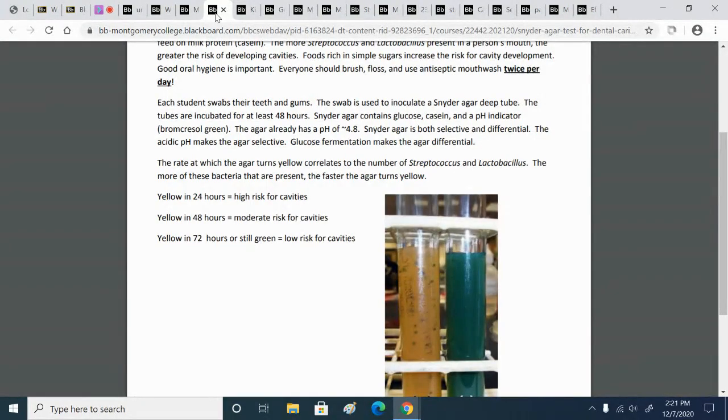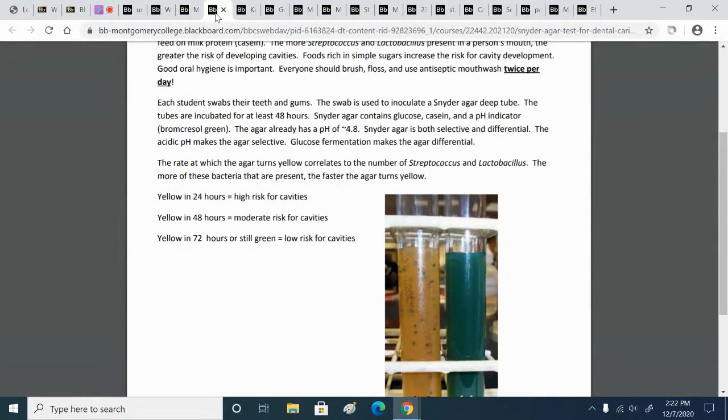And so the idea is you swab your teeth and gums, you inoculate the Snyder agar, we incubate it. The more of the Streptococcus and Lactobacillus bacteria you have on your teeth, the faster the agar turns yellow. So we examine the tubes at 24 hours, and if it's yellow in 24 hours, that indicates a high risk for cavities because you have a lot of bacteria making acid. If it's yellow in 48 hours, you have a moderate risk. And if it's only slightly turning yellow or still green at 72 hours, you have a low risk.